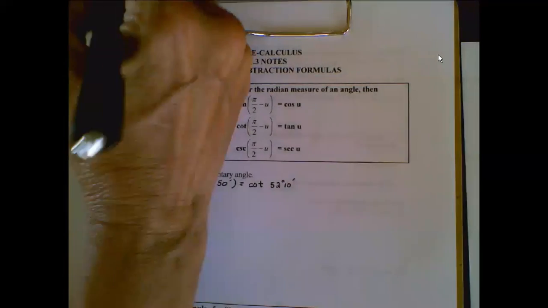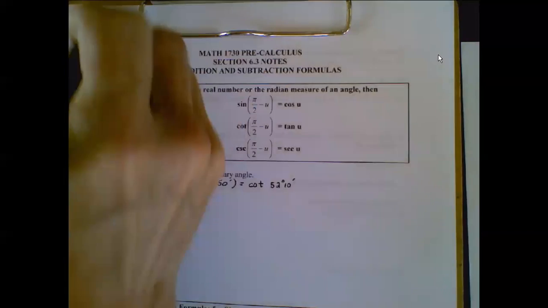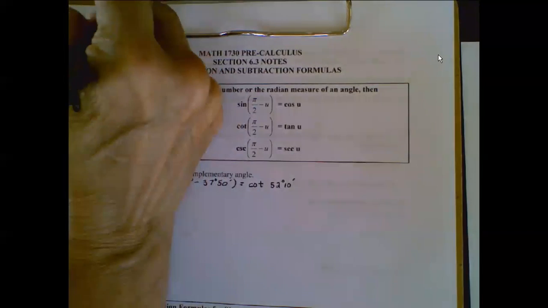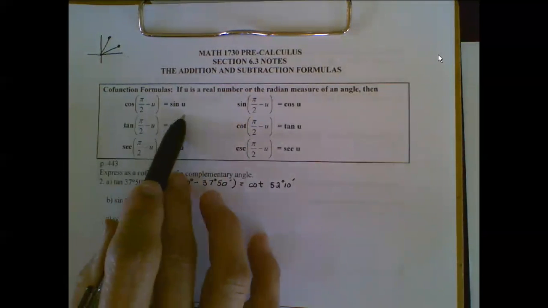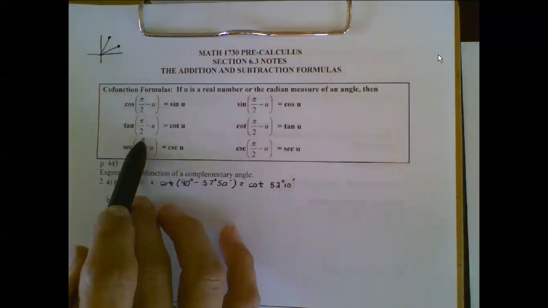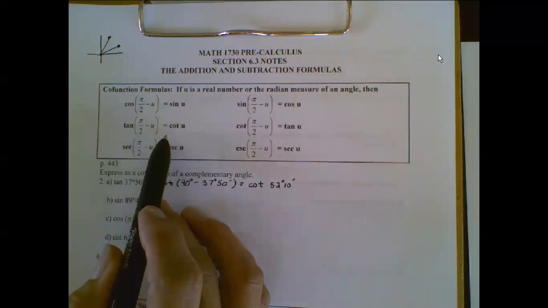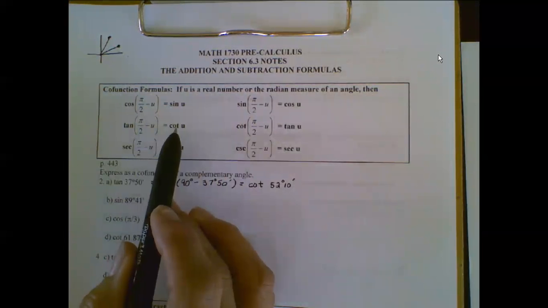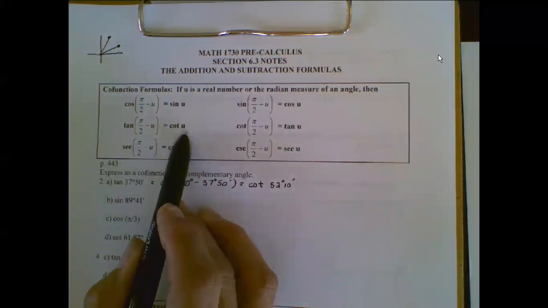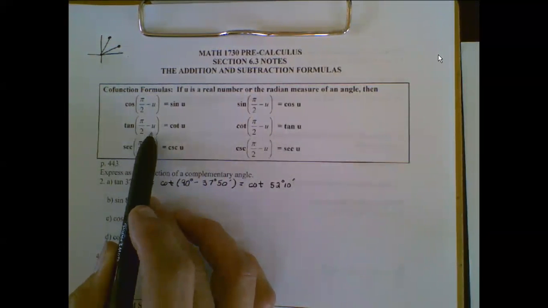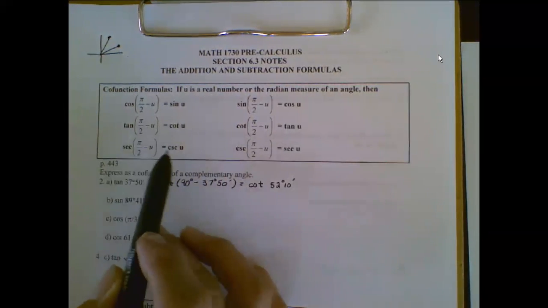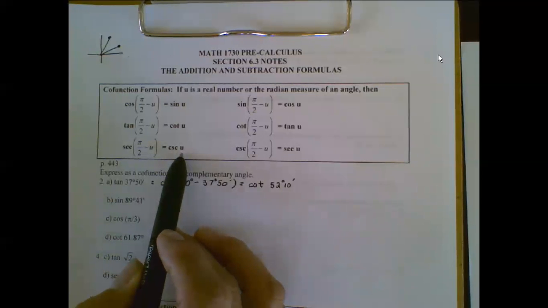You already know that whatever cosine is at 30 degrees, sine's going to be the same thing at 60 degrees. Sine and cosine are cofunctions of each other. Tangent and cotangent are cofunctions of each other. That means whatever cotangent is at some angle, tangent is going to be that same value 90 degrees earlier or 90 degrees later. Now, this is expressed in radians rather than degrees. That doesn't matter. Secant and cosecant are cofunctions of each other.